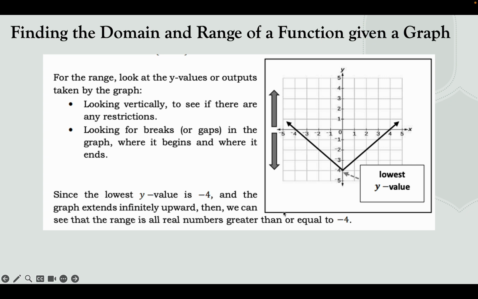Opening upward man siya class, then we can say that the range is all real numbers greater than or equal to negative 4. So that means the range will be y is an element of real numbers such that y is greater than or equal to negative 4. So that's how you identify. You look at the y-axis class.